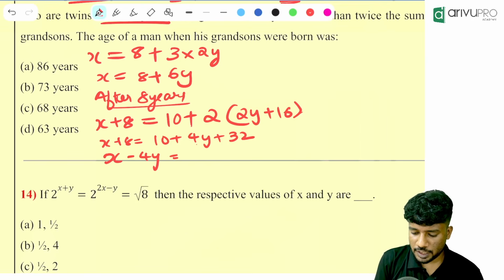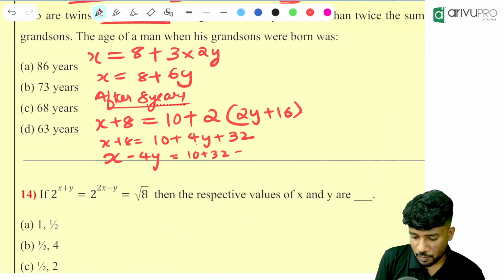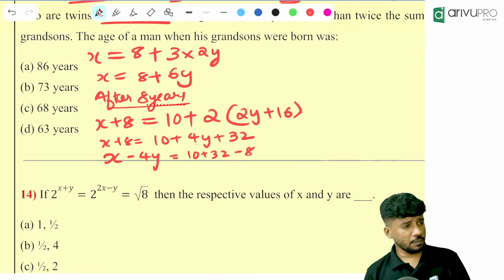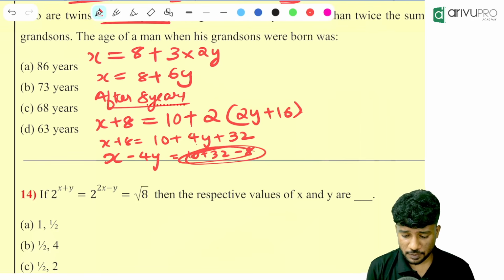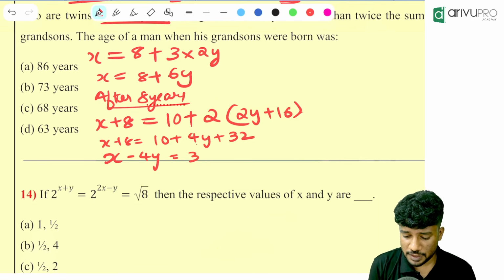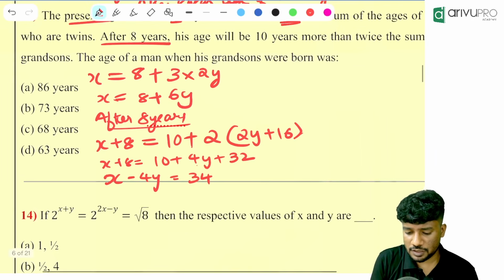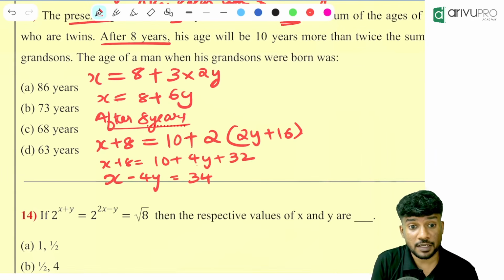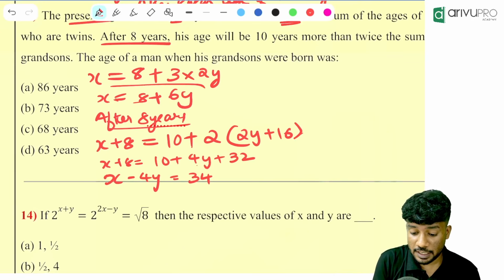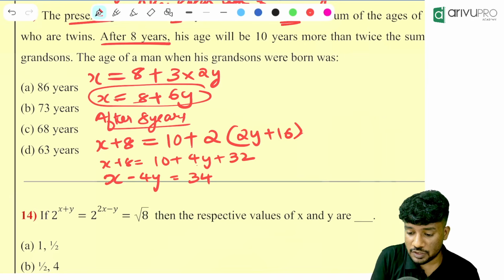This 8 to this side means 10 plus 32 minus 8. 10 plus 32 minus 8 is how much, people? Which is equal to 34. So this equation, can I just rearrange so that I can write it in our shortcut manner much faster? How can I rearrange the first equation? Can I write it as x minus 6y is equal to 8?